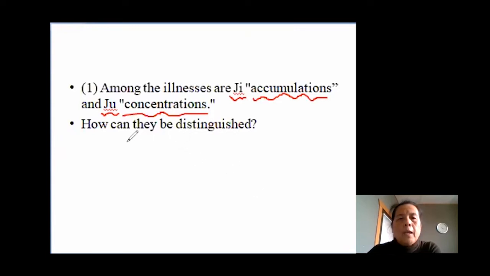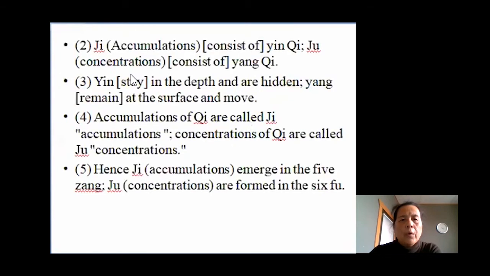So how can we identify Ji and Ju? That's the question here. Identify Ji and Ju. So Ji is the condition, in yin condition.